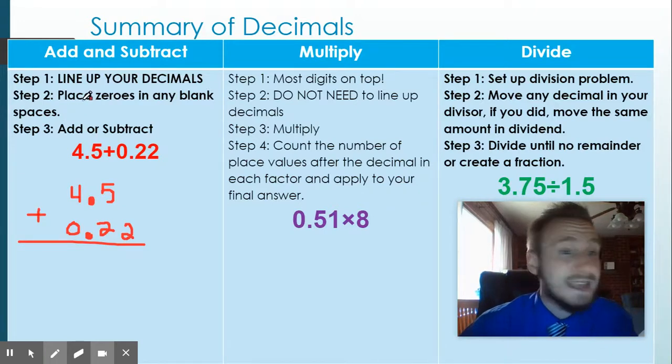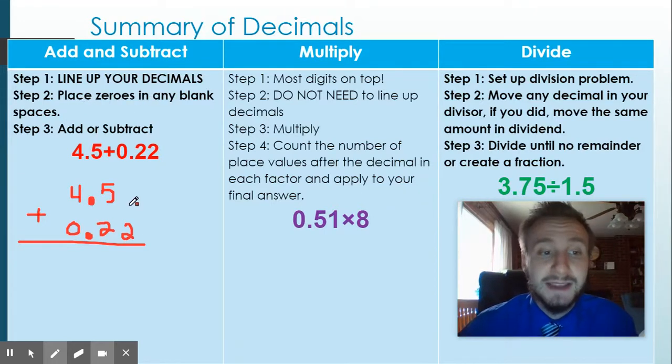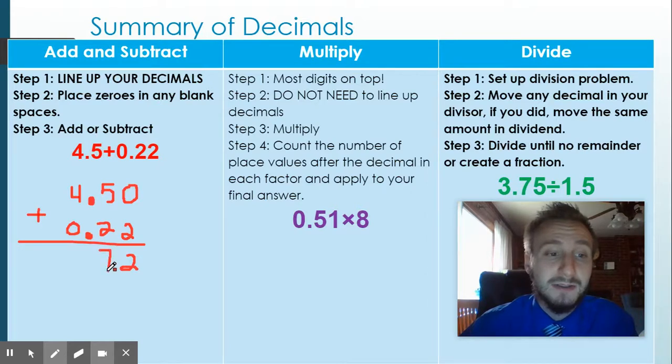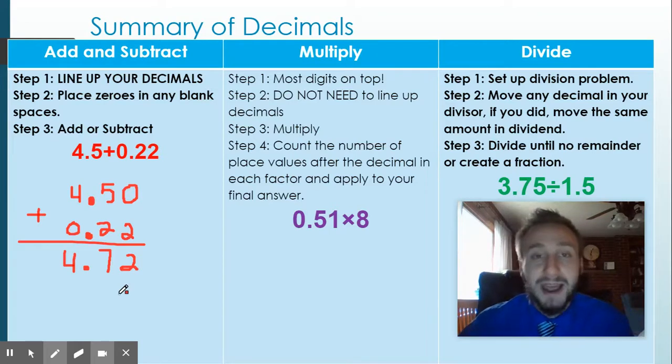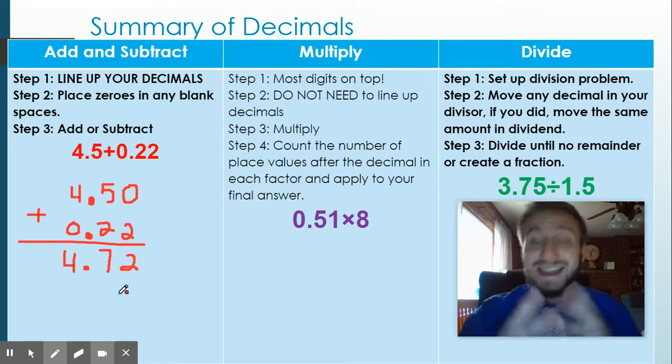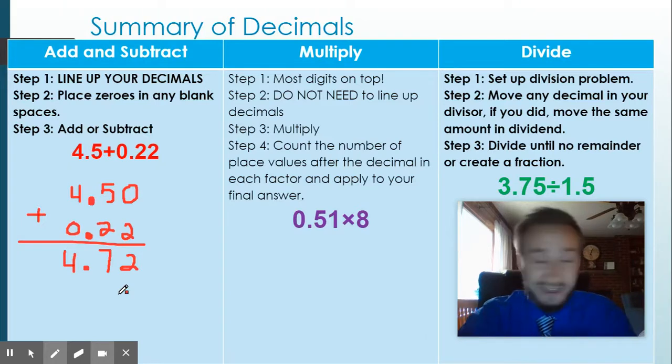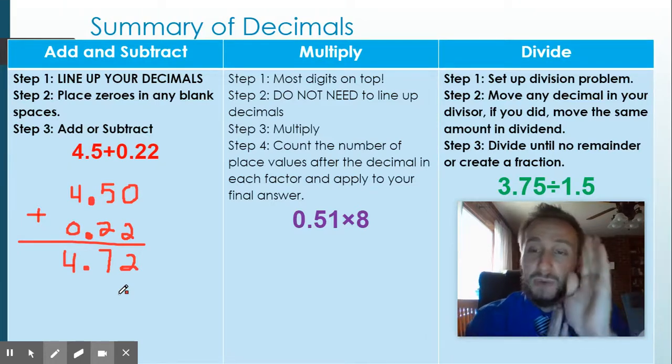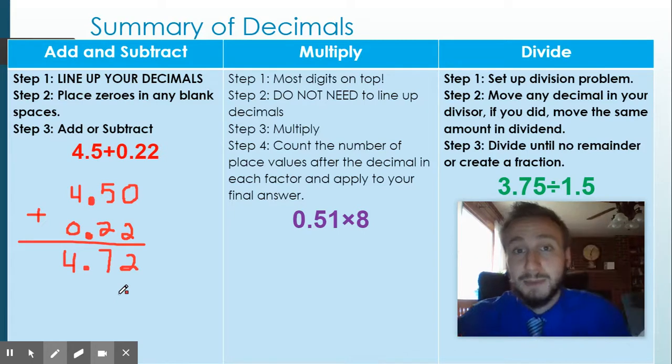Step 2, place any zeros in the blank spaces. Well, we do have a blank space right here, so you just add a 0. And now you can add. That's step 3. 0 plus 2 is 2. 5 plus 2 is 7. Our decimals are lined up, so we can just put our decimal. And 4 plus nothing is just 4. Okay? Adding and subtracting isn't too bad. Hopefully you see that it's the same thing as how you've added in the years before, but the only difference is you want to make sure your decimals are always lined up on top of each other.